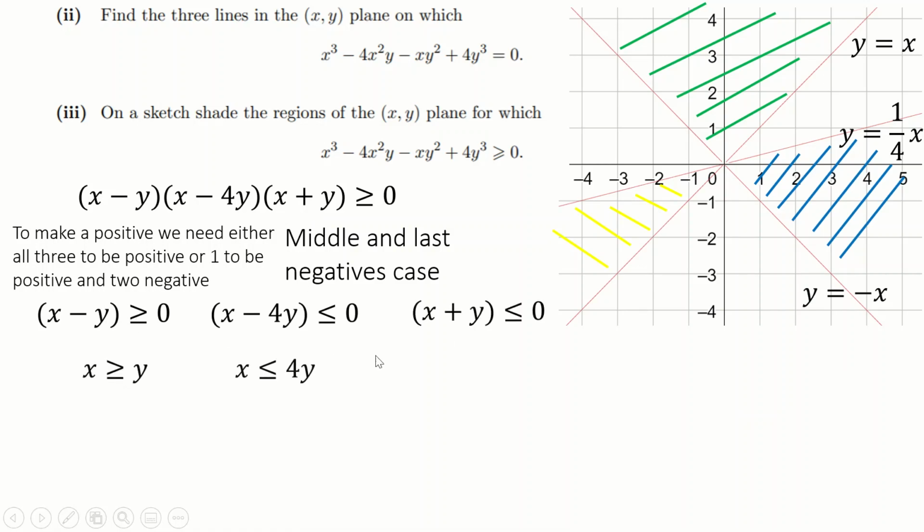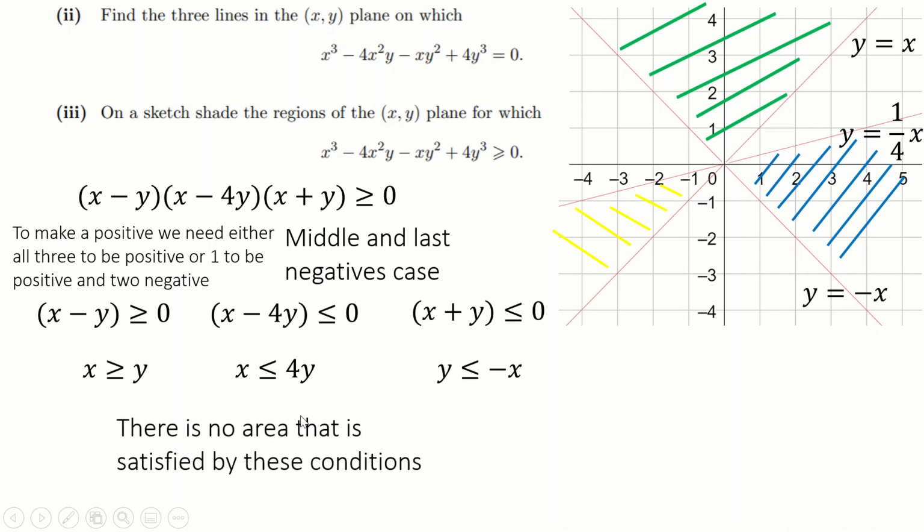Rearrange those, obviously add y, add 4y, take away x, the same thing every time. So I'm looking for y to be less than or equal to x. So less than this line, underneath this line, I should say. I'm looking to be above this line. So I'm looking to be underneath this line and yet above this line. Well, that only leaves this thing up here. And I'm looking to be below, y less than, below this line, which doesn't work for this. So nothing here will work for these three cases. So there's no area that is satisfied by all three of these.